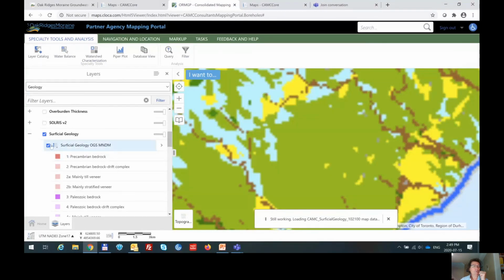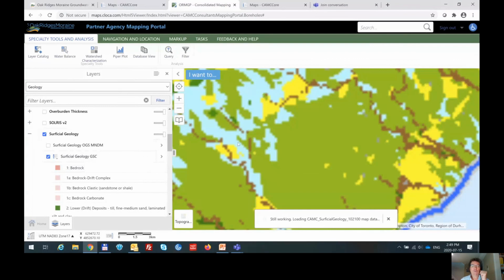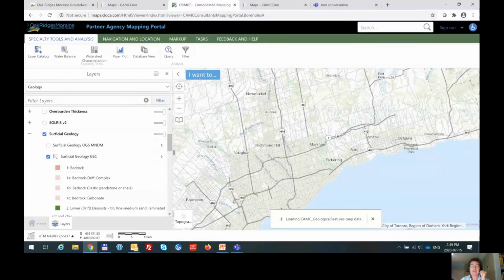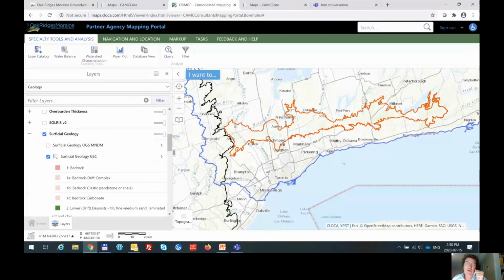I can do the same with the Geologic Survey of Canada, related to their work related to the Oak Ridges moraine. Simplified, I guess, the OGS various map sheets, and we have theirs available too. And again, this has taken a bit of time, perhaps because a lot of people are trying to follow along.